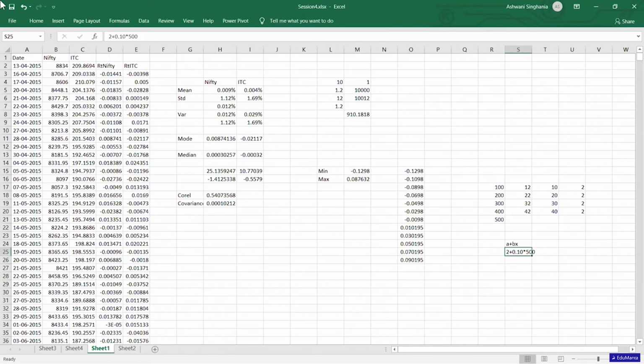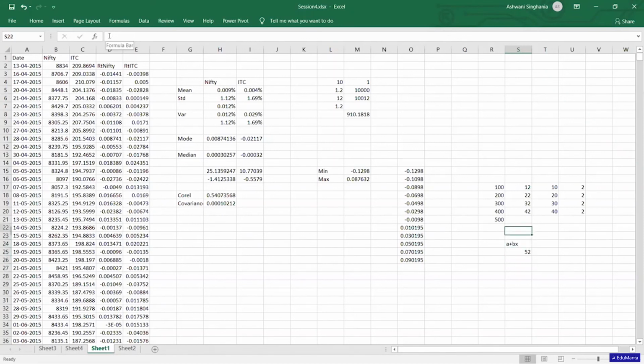Sorry, I just forgot to put the equal sign over here. Yeah, so it's 52, right? So we have made an equation which helps us predict what amount I'm going to get when I get 500 as a bill, right? So this is what regression actually does.